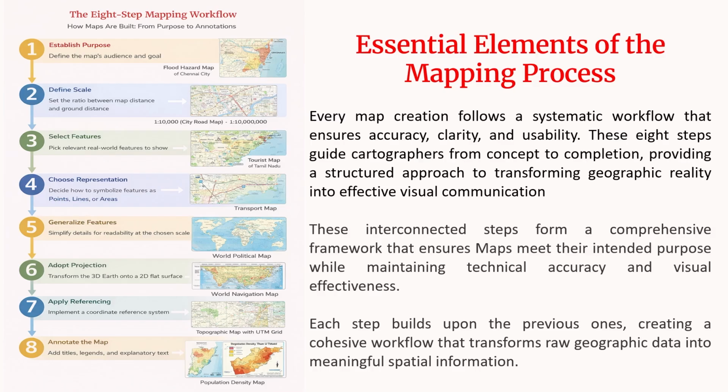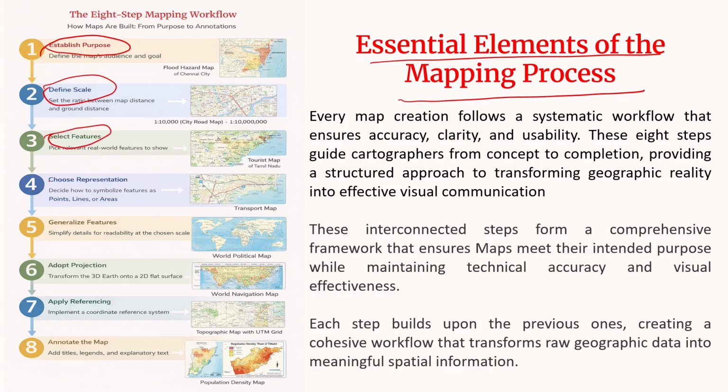Now, we have different types of steps. We normally call them the essential elements of the mapping process. If you read here, essential elements of the mapping process, it is a technical process of map making. There are 8 mapping steps. Number 1 is establish the purpose, number 2 define the scale, then select the features, choose representation, generalize features, adopt projection, apply referencing, annotate the map. These 8 processes are very important before making your maps.